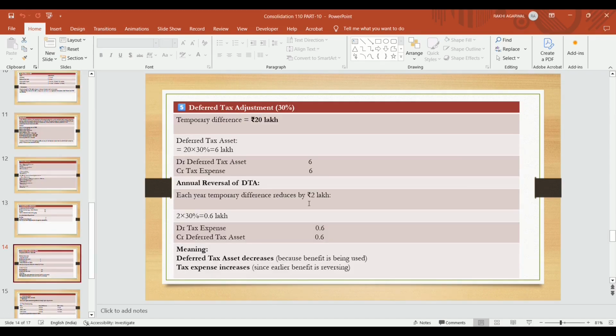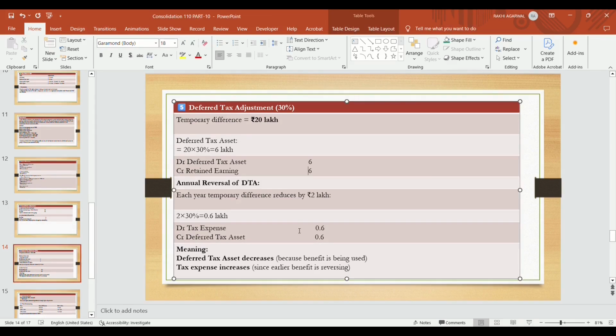Now deferred tax asset, 30% tax rate. Temporary difference is 20 lakhs because the selling price is 120 and cost is 100, so the temporary difference recognized is 20 lakhs. Tax rate is 30%, 20 lakhs into 30% becomes 6 lakhs. Tax is paid extra, so deferred tax asset is to be recognized. Deferred tax asset account debit 6 lakhs to retained earnings 6 lakhs.